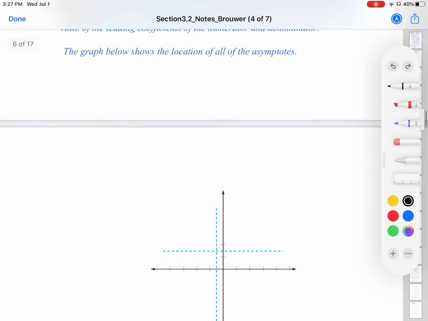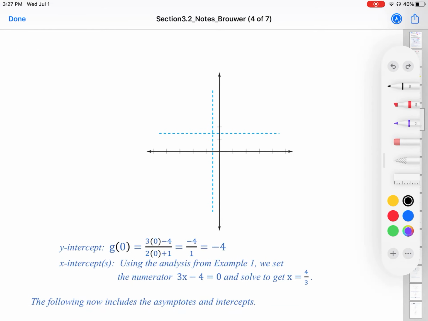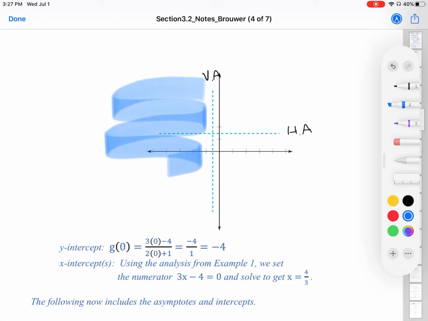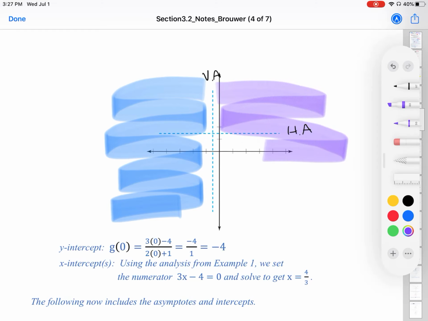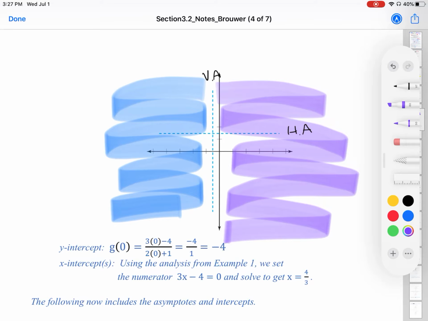The graph below shows the location of all the asymptotes. So we have here our vertical asymptote and our horizontal asymptote. So this splits our graph into 2. I want to see what's going on to the left of our vertical asymptote, and I'm also concerned about what's going on to the right of the vertical asymptote. To do this, we must test points.